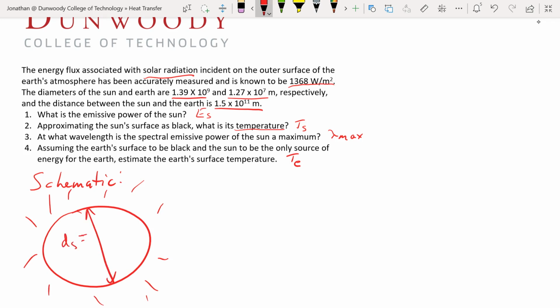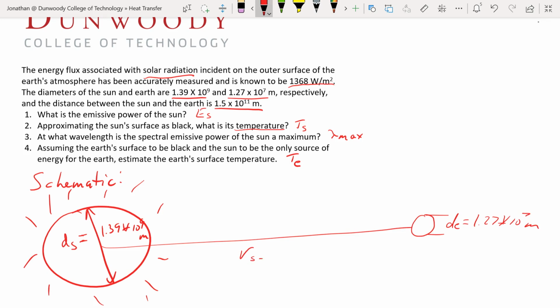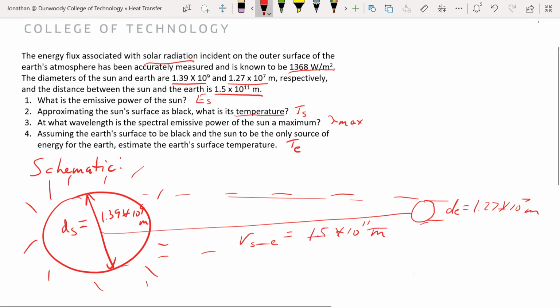So d_S, diameter of the Sun, is 1.39 times 10 to the 9 meters. Then some distance away, smaller, is d_Earth, which is 1.27 times 10 to the 7th meters. And this distance, I'm going to call it radius Sun to Earth, is 1.5 times 10 to the 11th meters. So what we're trying to find is how much of this radiation is going to actually hit the Earth here.